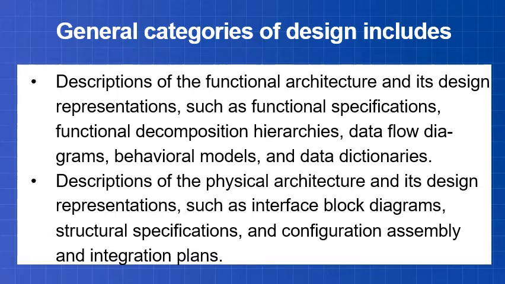The first one is descriptions of the functional architecture and its design representations such as functional specifications, functional decomposition hierarchies, data flow diagrams, behavioral models, and data dictionaries. The second one is descriptions of the physical architecture and its design representations such as interface block diagrams, structural specifications, and configuration, assembly, and integration plans.